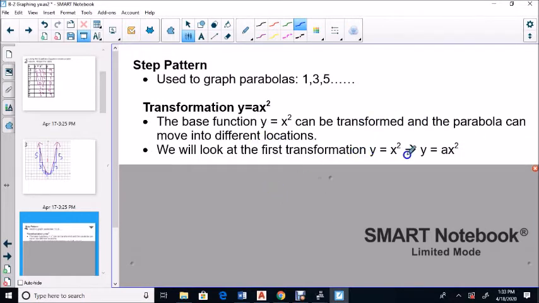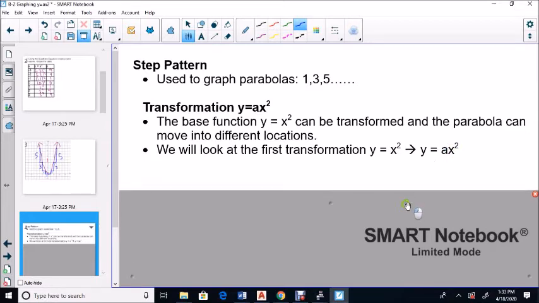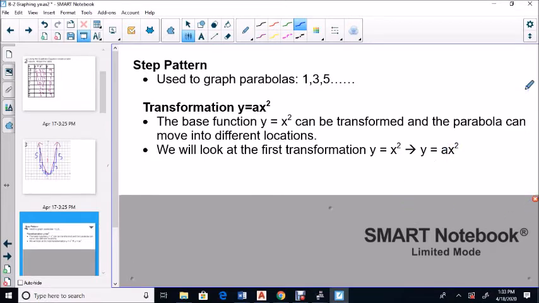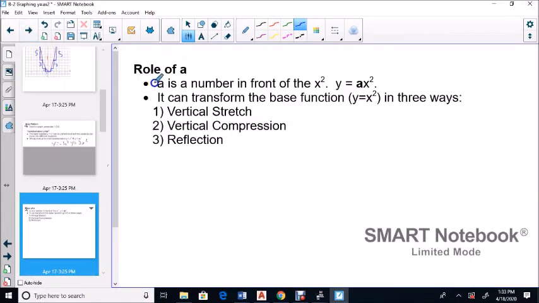We were only going to look at the a. How does that a, or number in the front, affect it? So we're going to change a number in the front. So instead, we're going to have maybe y equals 3x squared. Or we're going to have y equals -5x squared. And we're going to describe the change that the number in the front makes.